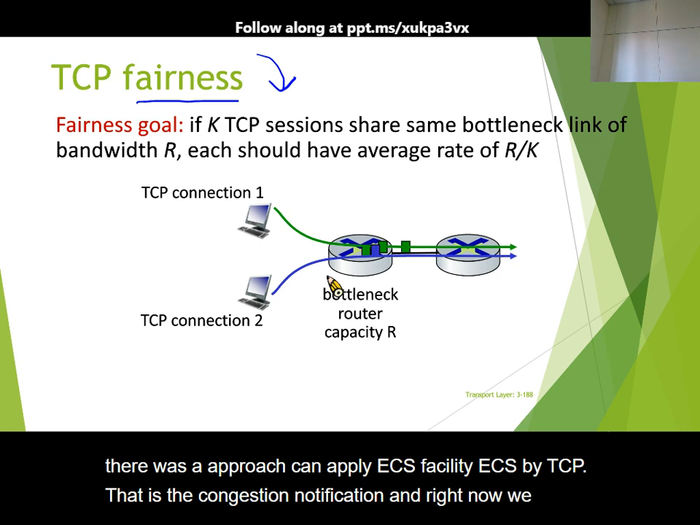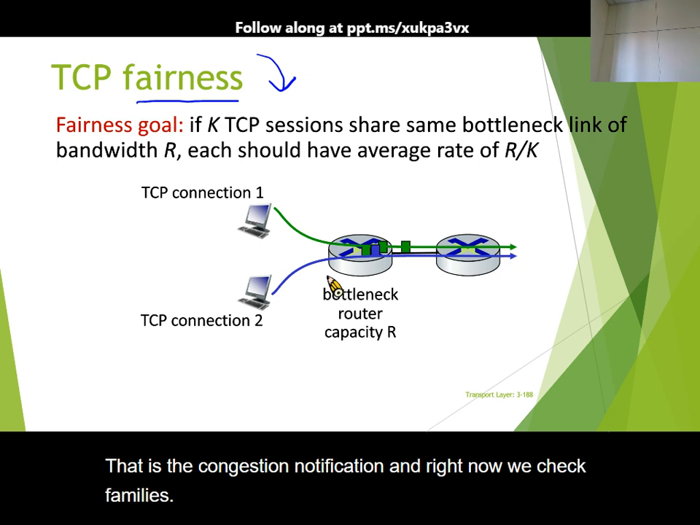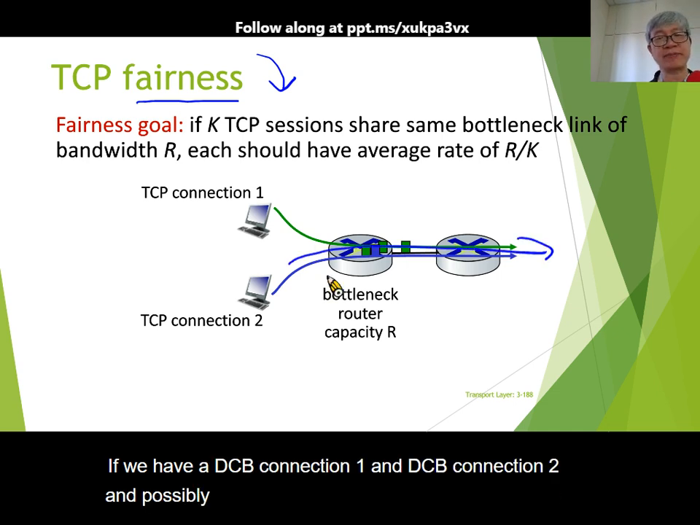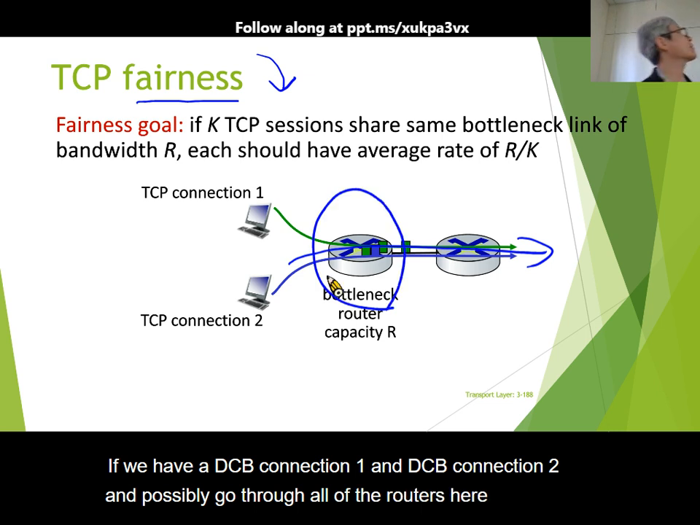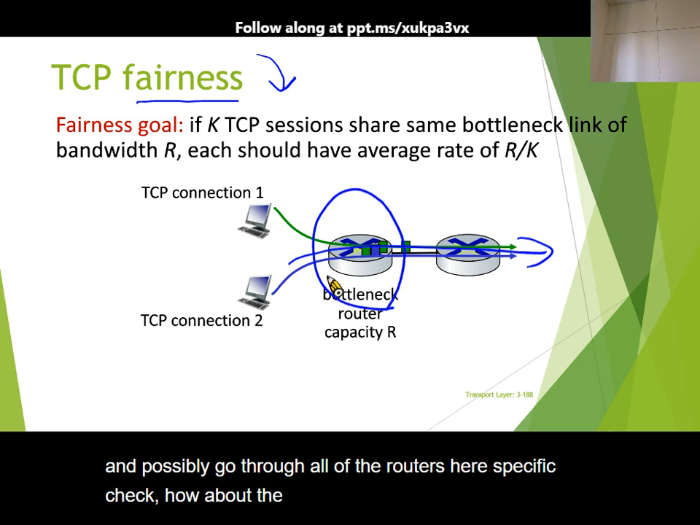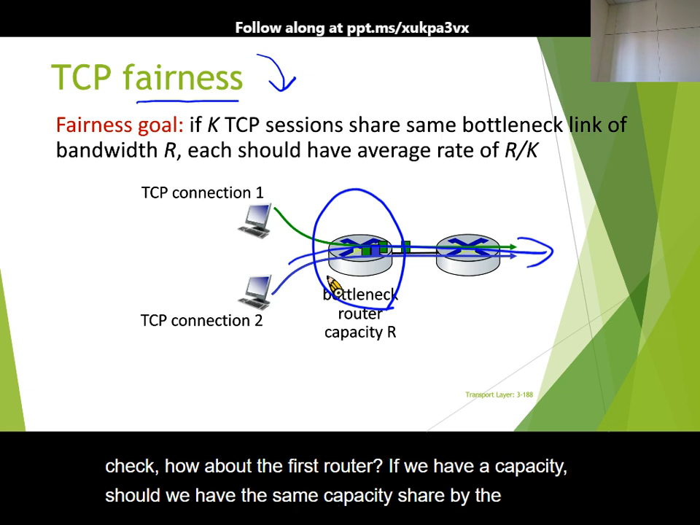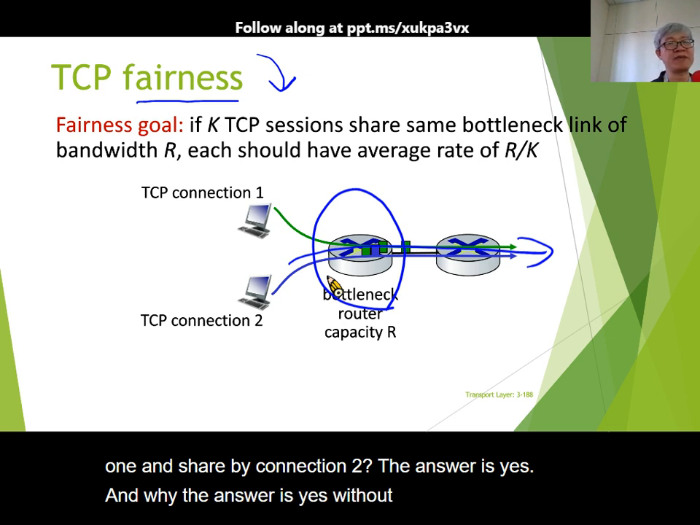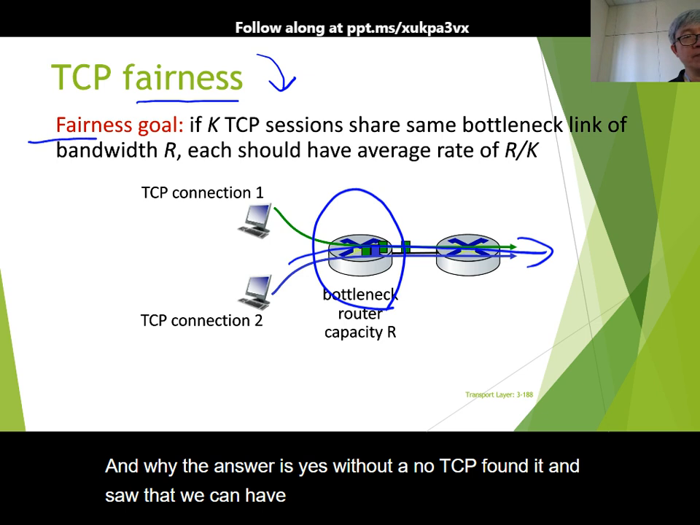What does fairness mean? If we have TCP connection 1 and TCP connection 2, and they possibly go through all of the routers here, specifically check how about the first router. If we have a capacity R, should the same capacity be shared by connection 1 and connection 2? The answer is yes. And why is the answer yes? We have to know TCP fairness, so that we can have that. Therefore, this is a goal.